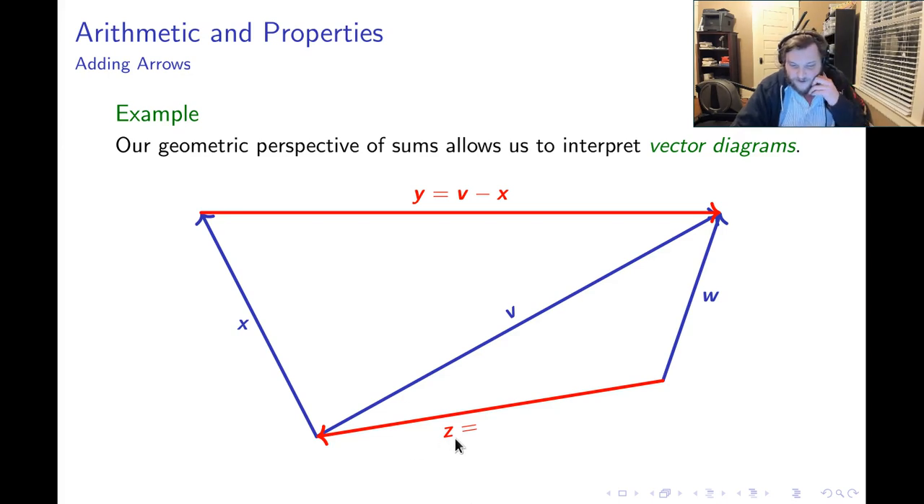Let's look at the vector z here. To get from start to end, our alternate path would be with w and then against v. So this suggests that z is actually equal to w minus v. So learning how to manipulate or interpret these diagrams can sometimes be useful for us, especially in situations where we know lots about certain vectors in the diagram, but know less about other vectors.